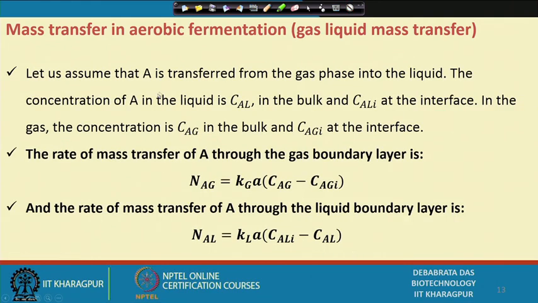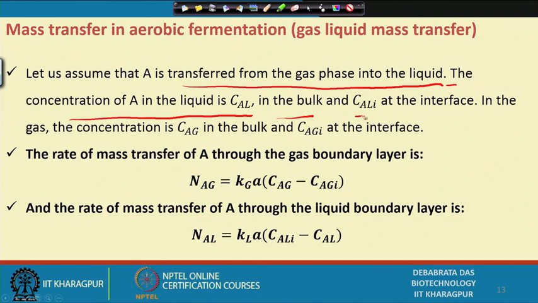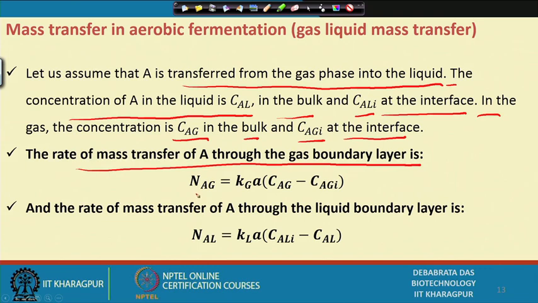Let us assume A is transferred from the gas phase into the liquid phase. The concentration of A in the liquid phase is C_AL in the bulk and C_ALi at the interface, as I showed you before, and in the gas phase it is C_AG in the bulk and C_AGi at the interface. Then the rate of mass transfer of A through the gas boundary layer, N_AG, is K_G a (C_AG minus C_AGi).